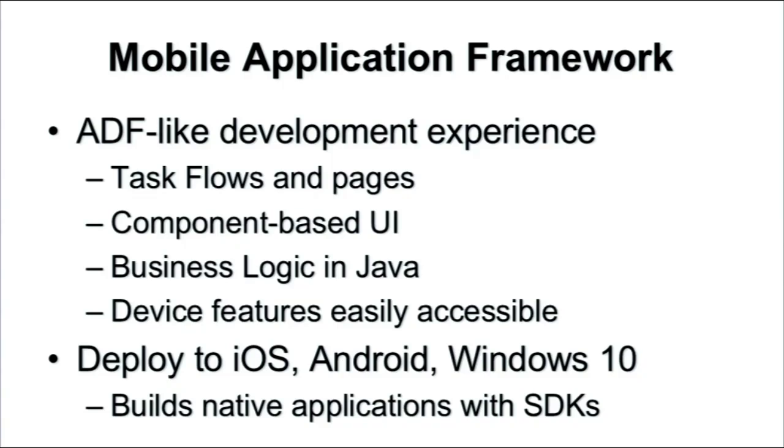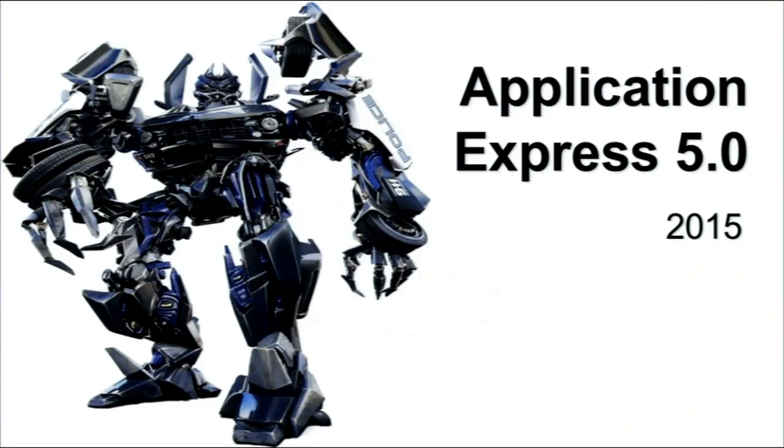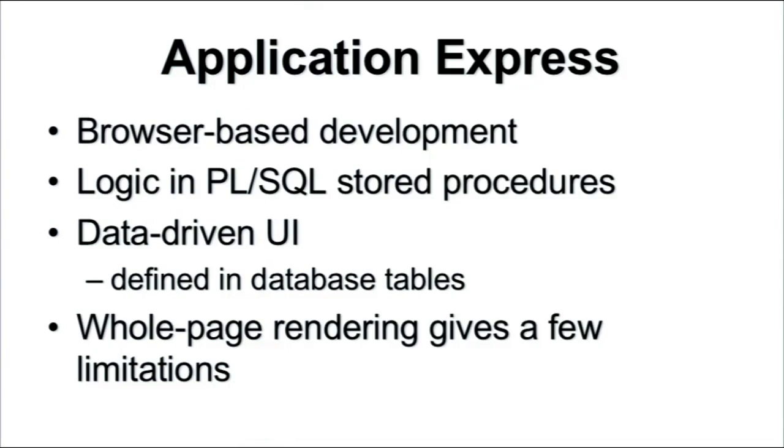Okay, so that's MAF. Then in 2004 we got this cute little toy called HTMLDB, and if that's this little toy robot, well, it's definitely grown up. And we've got Application Express. We've got 5.0 now, a brilliant tool, and we've even got the next version coming up. But what's GA today, generally available, is Application Express 5.0.